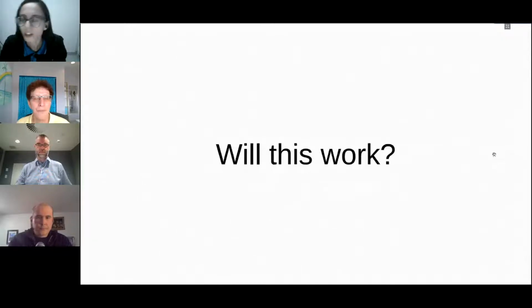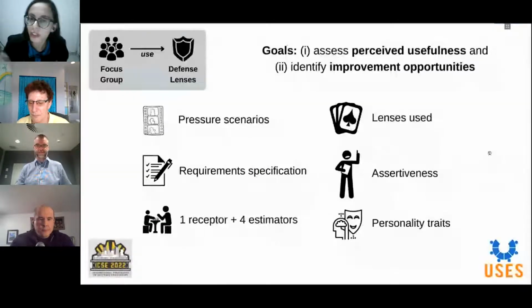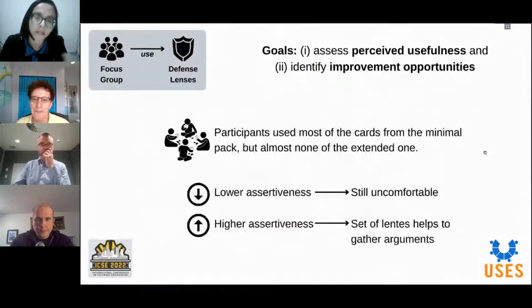Well, we asked software practitioners to use the lenses in a pressure scenario so that we could assess the perceived usefulness. And what we have is that participants used many of the lenses that we expected them to use in that scenario, and they found them useful. Another interesting result is that the person with the lowest assertiveness profile still felt uncomfortable with the situation, showing that there's still room for improvements in our artifact. But also the person with the highest assertiveness profile saw that the set of lenses actually helped him to gather arguments to defend his estimates.